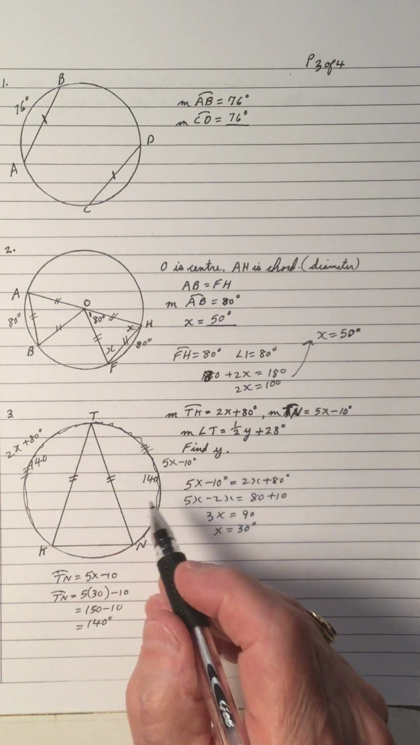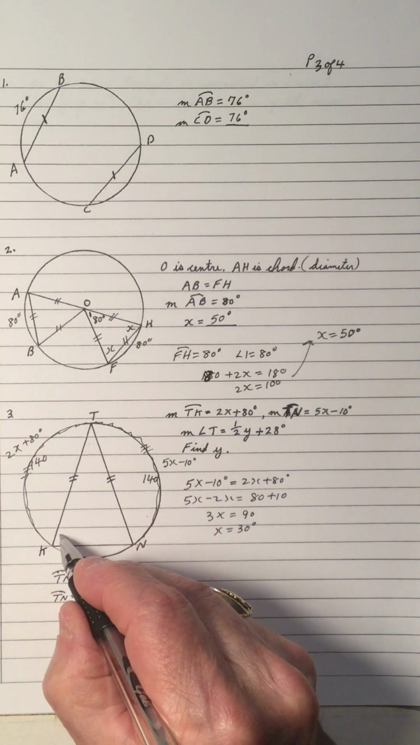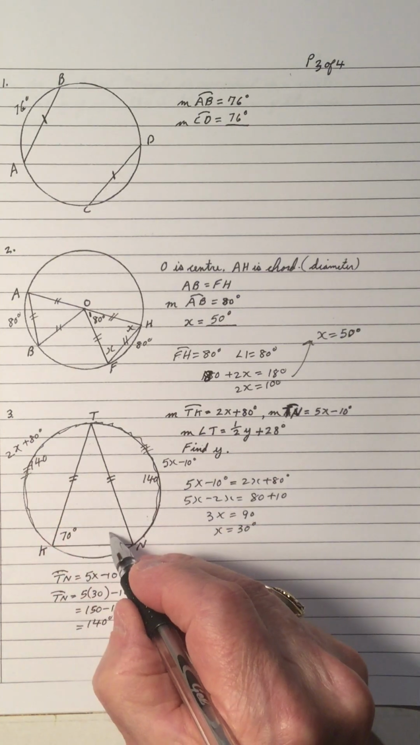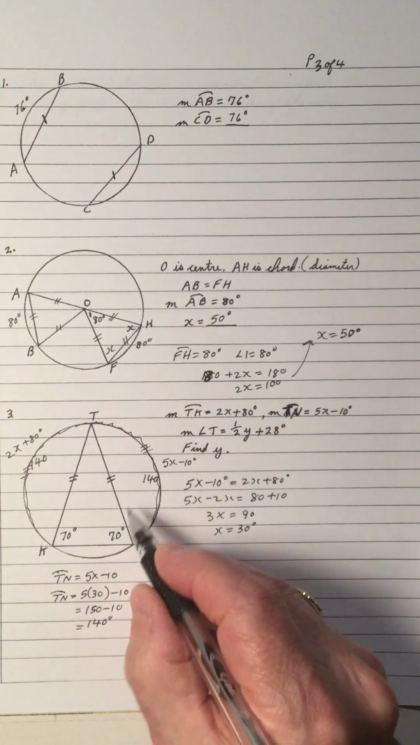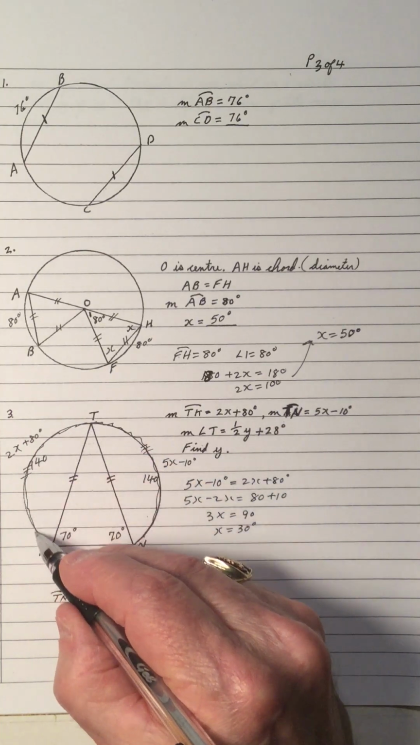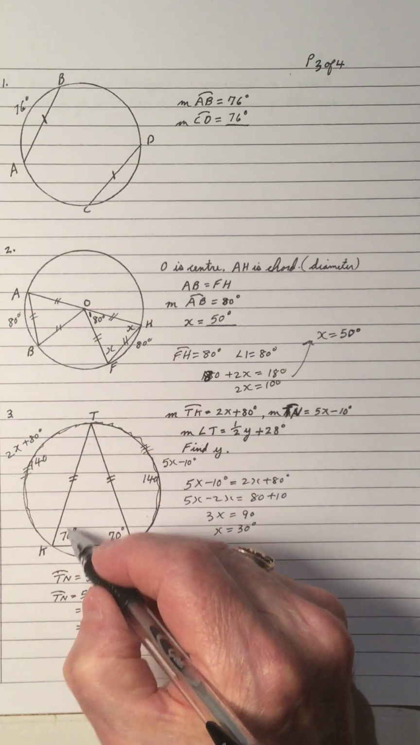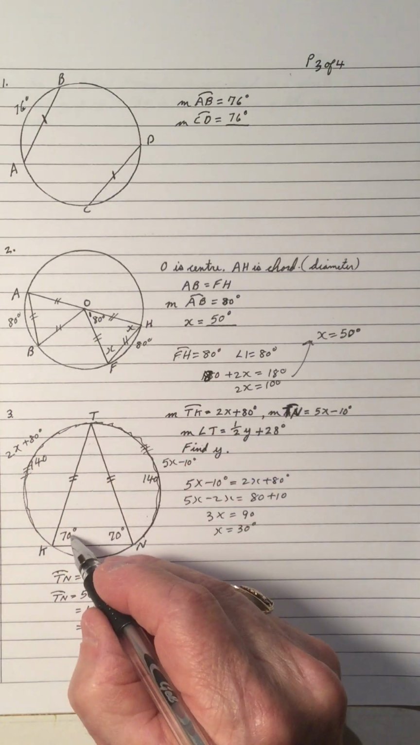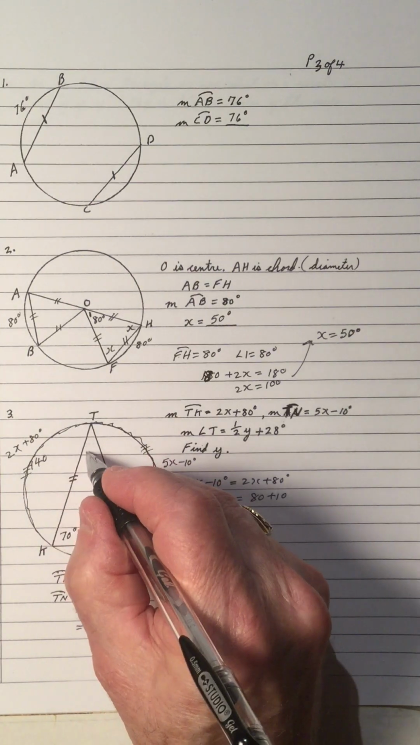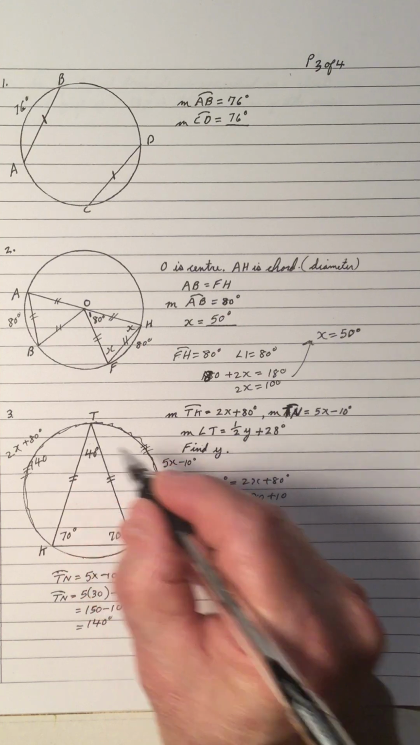So they're equal. This angle in here is half of this arc, so this angle is 70. This is an inscribed angle intercepting this arc, so it's half the intercepted arc, 70. This is an inscribed angle intercepting this arc, so this is 70. 70 and 70 is 140. So that makes the angle at T 40 because it adds up to 180.